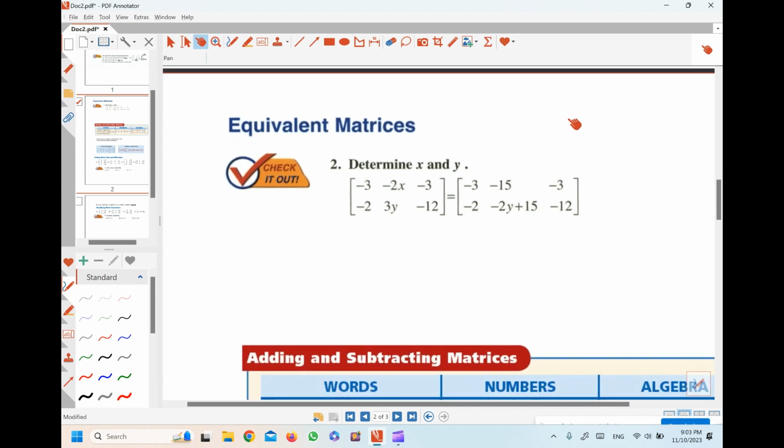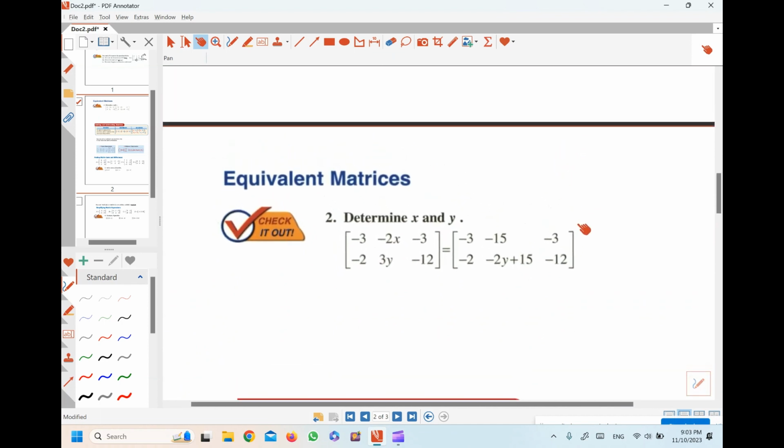Now we are going to talk about equivalent matrices. If two matrices are equal to each other, then their corresponding entries are equal to each other. So we need to find x and y. Where do we have x on the left? On the left, we have x here in the second entry. So what is the corresponding entry? This is the corresponding entry. They are supposed to be equal to each other since they are equal matrices.